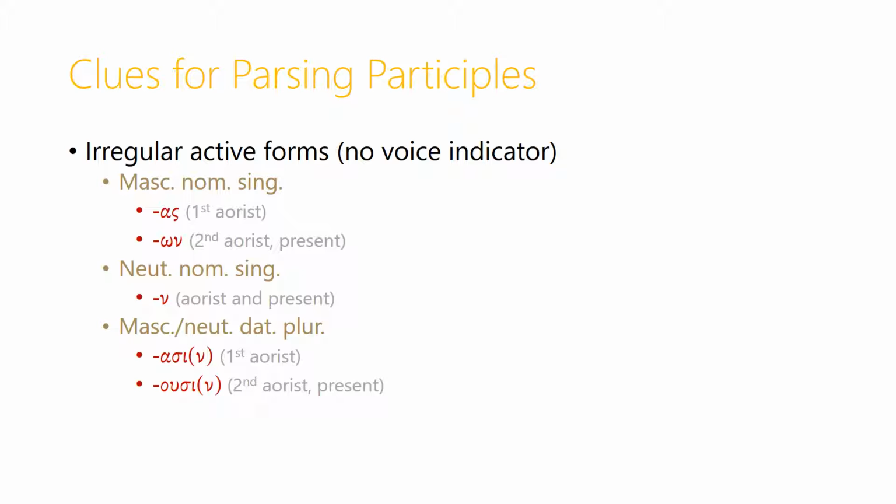This is the case both for aorist and present. And in the masculine and neuter dative plural, we have either -asi in the first aorist or -usi in the second aorist and the present.